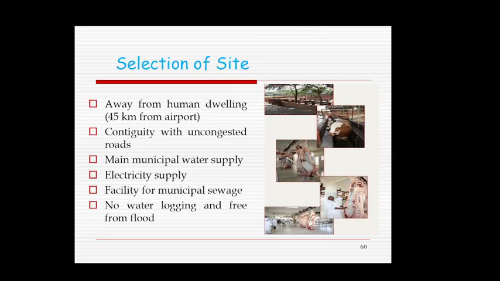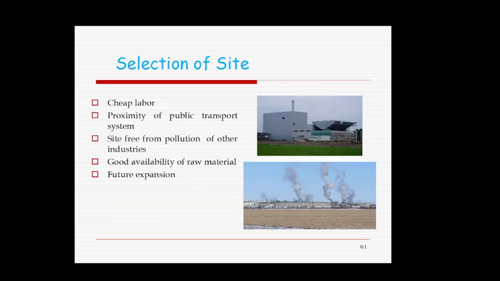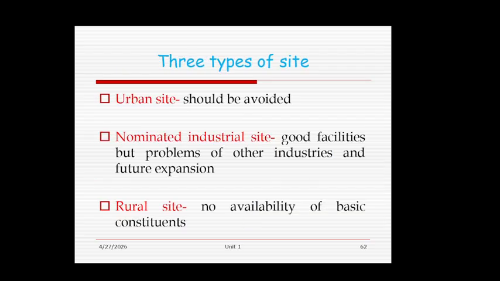Here we have the selection of site. It should be away from human dwelling, 45 km from airport, contiguous with uncongested roads, main municipal water supply, electricity supply, facility for municipal sewage, no water logging and free from flood, cheap labor, and you should know that the public transport system will be near, and these sites are free from pollution. There are three types of site. There is the urban site in the urban area, which should be avoided, and the industrial site, which has good facilities, but there are the problems of other industries that might expand there.